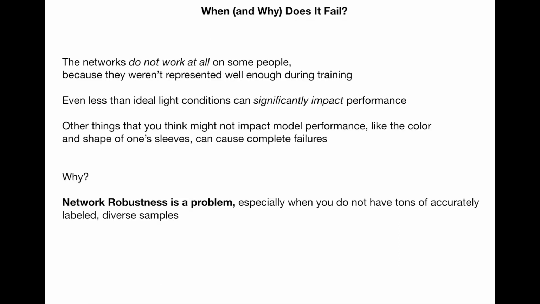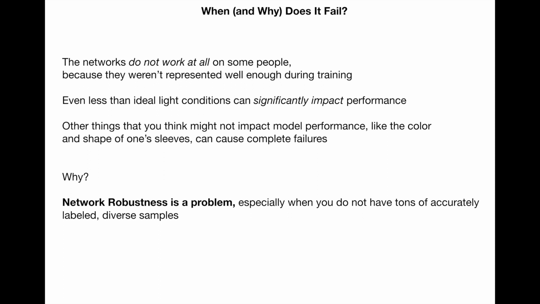And so when and why does this system fail? And it definitely does, right? And so in my user testing, I found out that the network does not work at all on some people of a demographic that weren't well represented enough in training, whether it's body type or things like race. And even things you might not really think would affect the network, such as lighting conditions, can actually play a really big role, or maybe the color or shape of one's sleeve, for example.